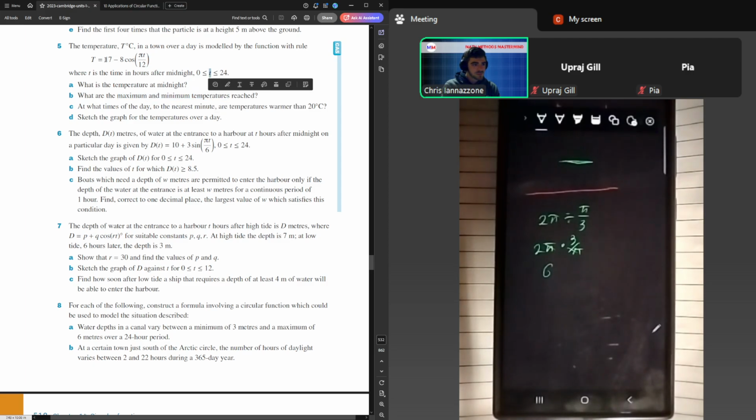Max min, right? What's the maximum based on this? What's the minimum based on this? What time's warmer than 20? That implies an inequality, so you'd use a graph. I'll see if there's anything actually unique there.